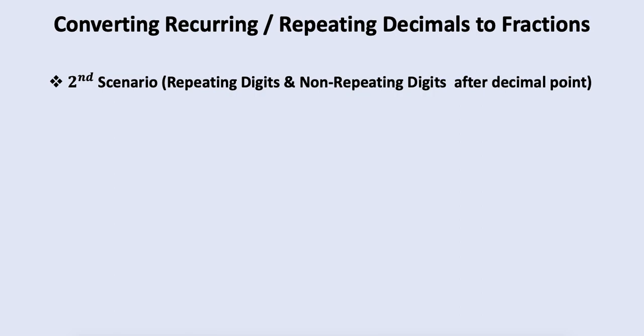The second scenario is one in which we have repeating digits and non-repeating digits after the decimal point. Just like 0.13 bar, that means only 3 is repeating, 1 is not repeating, and 0.CDAB, where only AB is repeating.